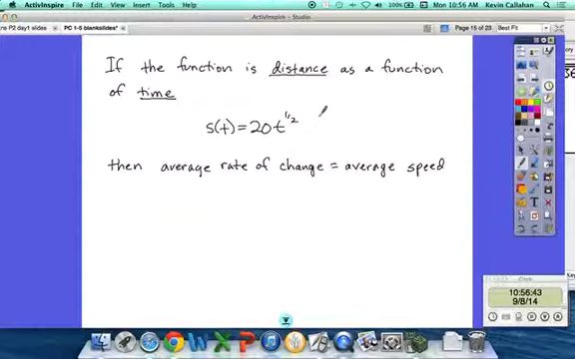So we're not going to do this one. I just wanted to make the point. Average rate of change equals speed. It just means you have a particular kind of function.